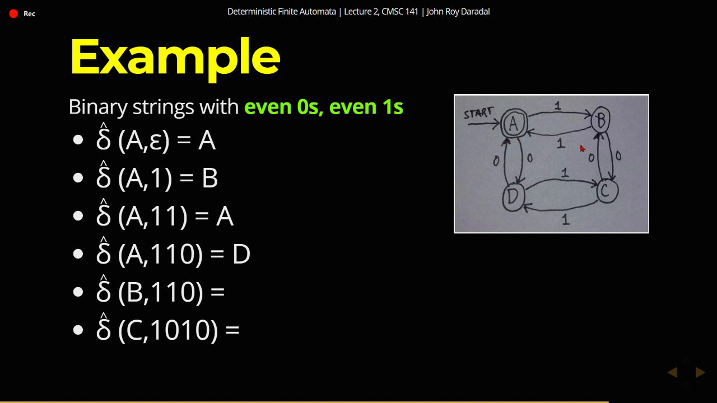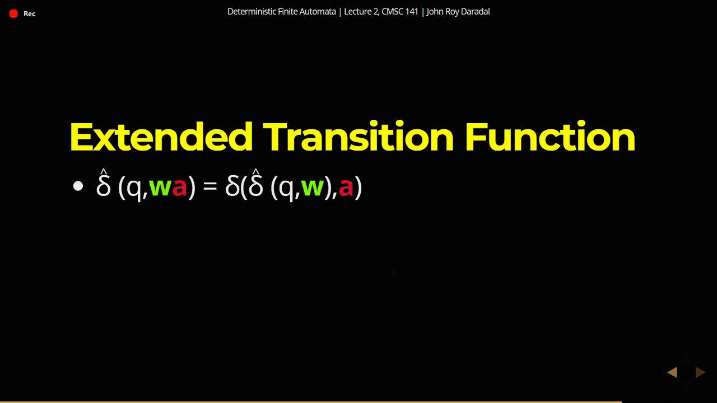Okay? How about B, 1, 1, 0? Starting from B, 1, 1, 0, it goes to C. And then from C, 1, 0, 1, 0 still remains in C. So that is how the extended transition function works. You just extend the transition function from symbol to string, and then you follow all input symbols.